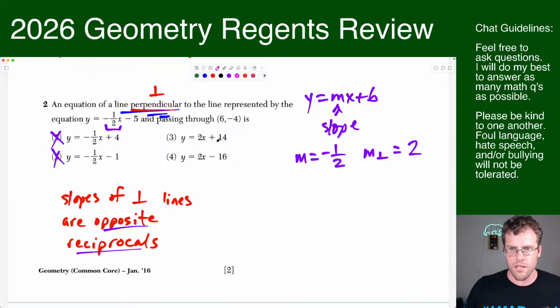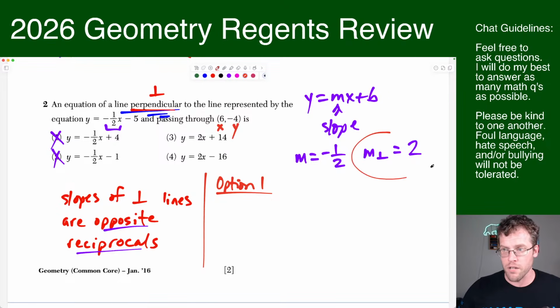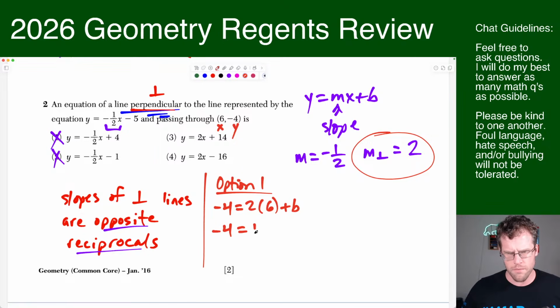But the added condition is that the line has to pass through (6, negative 4). So then you could use y equals mx plus b. So I'll say over here, option 1. This is for the y equals mx plus b enthusiast. You plug in x, y, but you plug in the perpendicular slope. So you'd have negative 4 equals slope 2 times x, which is 6, and then plus b. And you get negative 4 equals 2 times 6, which is 12, plus b. And then subtract 12, and you would have negative 16 is equal to b. Okay? So that's why the y-intercept here, choice 4 would be it.